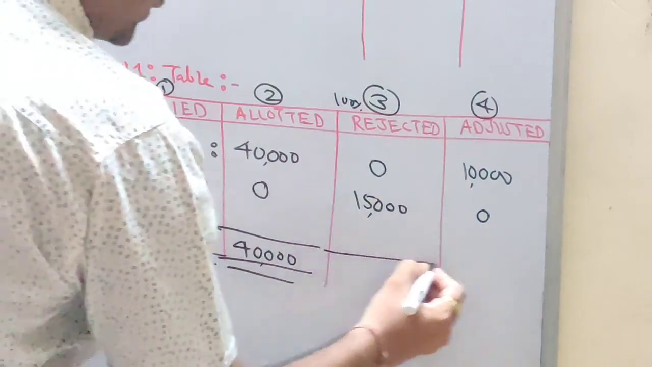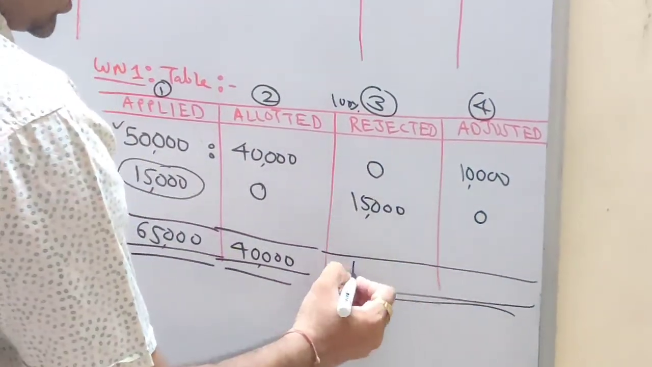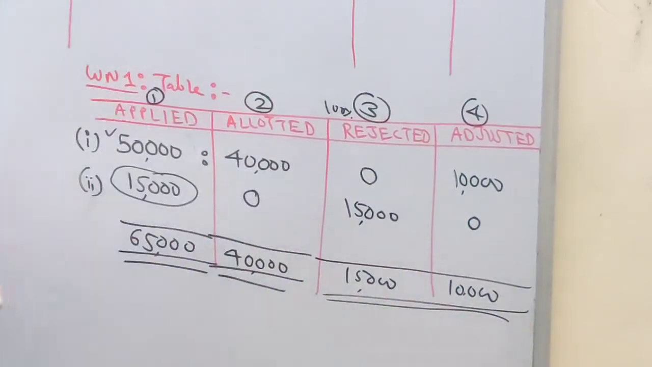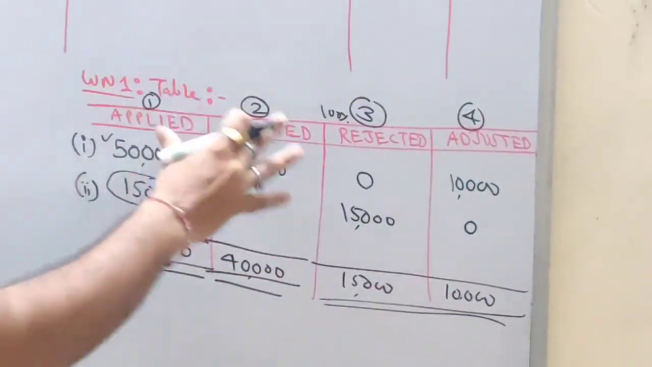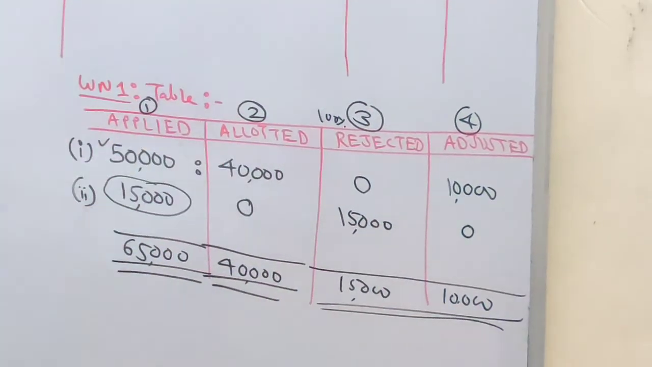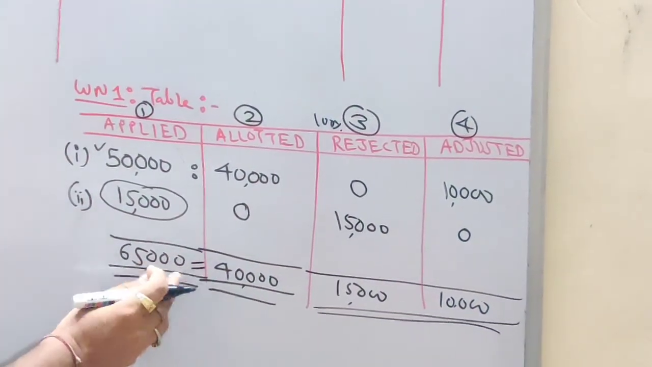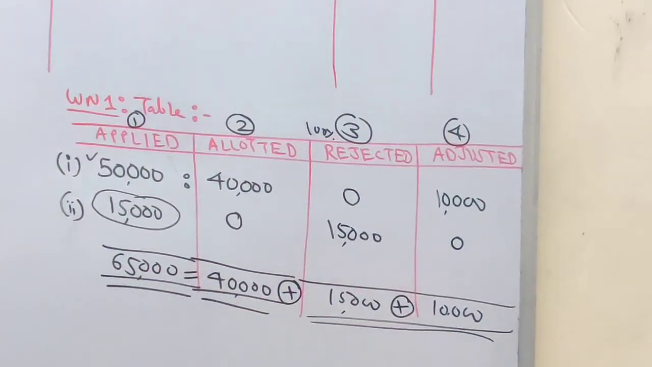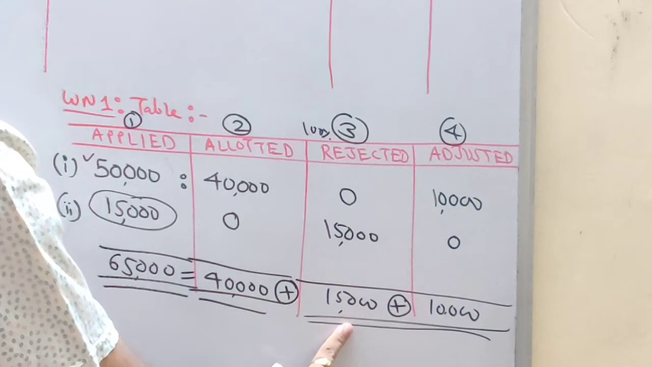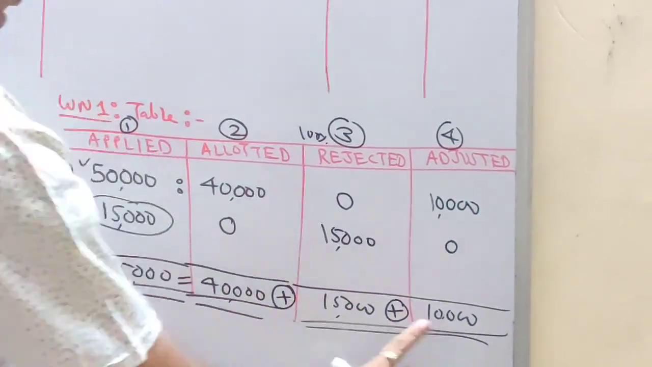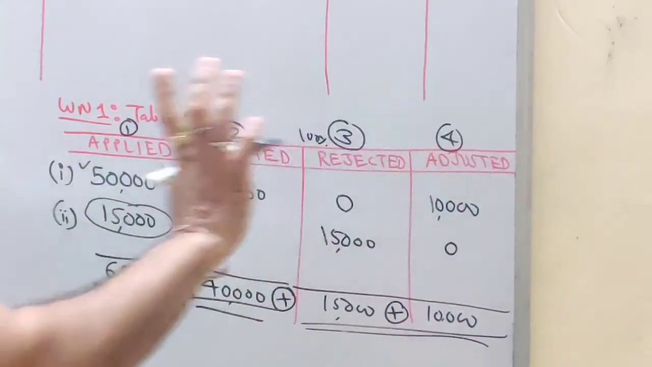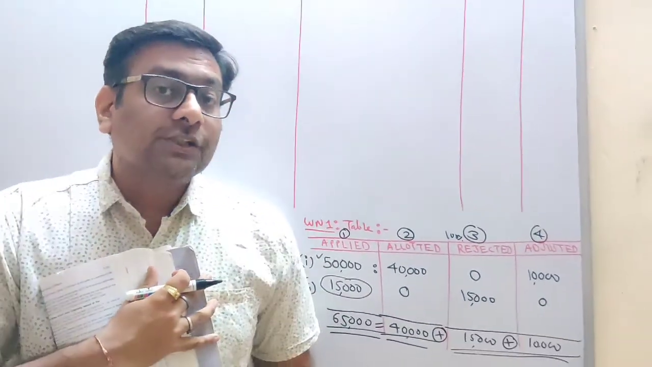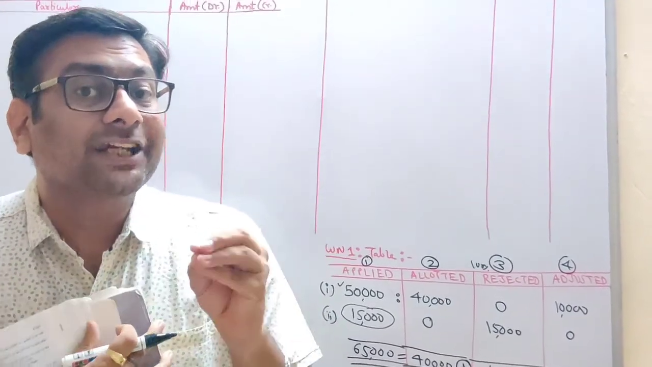Clear? Now take a total of this. Total of this column is 15. Total of this column is 10. Now you can cross check whether you have done it correctly or wrong. How can you cross check? Your first column must be equal to the addition of all the columns. So 40 plus 15 is 55, plus 10 is 65,000. So your table is correct. Your understanding is correct.